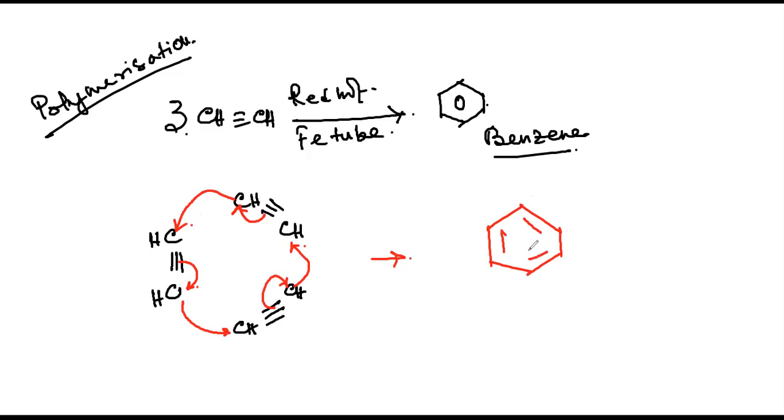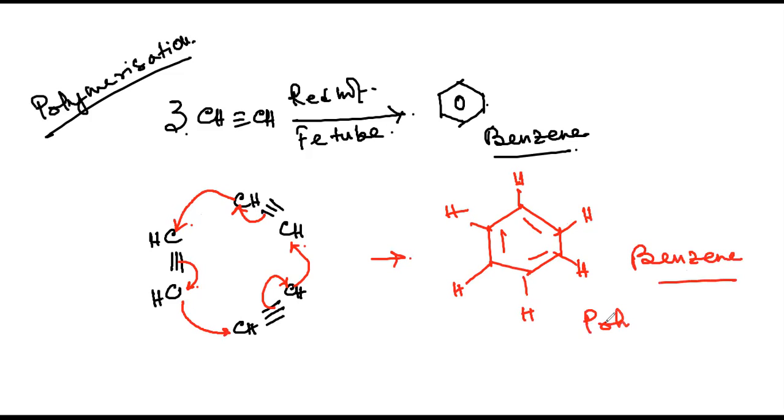Here, here, here. Hydrogen, hydrogen, hydrogen, hydrogen, hydrogen, hydrogen, benzene. This is known as the polymerization of your alkyne. Okay, this is the polymerization reaction. This same type of reaction is done by many of the alkynes.